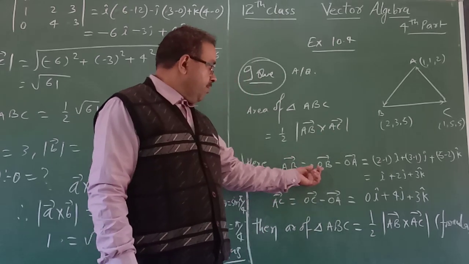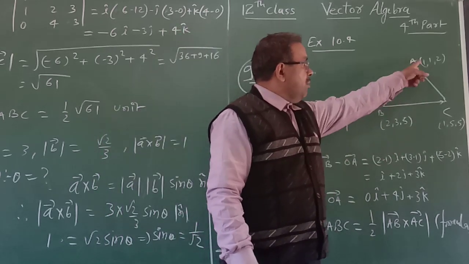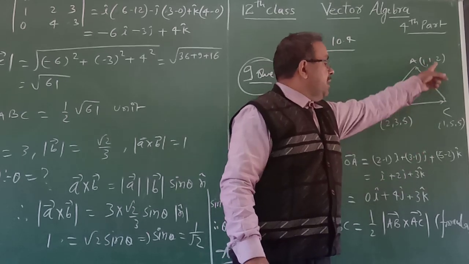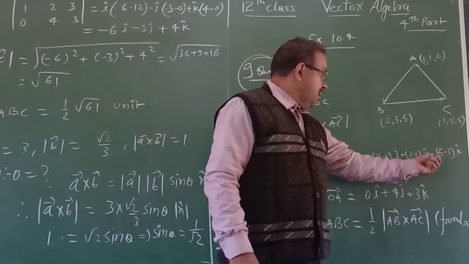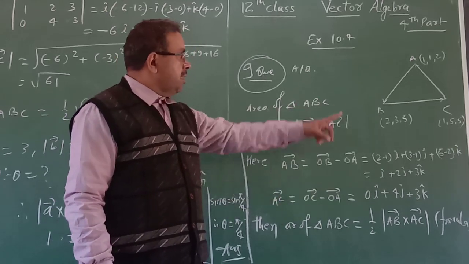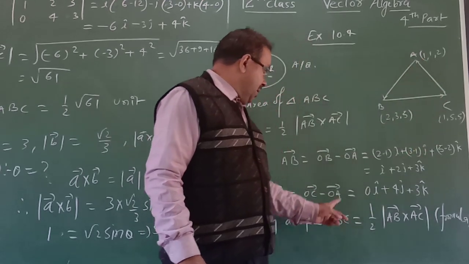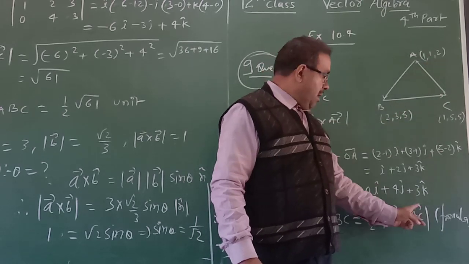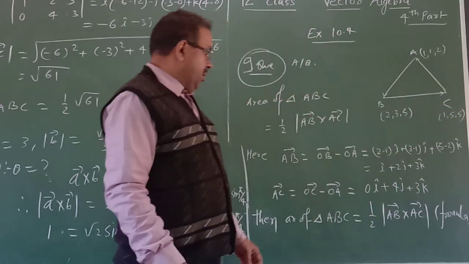So AB is equal to the position vector OB minus OA. So here OB means (2 minus 1) into i plus (3 minus 1) into j plus (5 minus 2) into k. And in this way, i plus 2j plus 3k is the value of vector AB. Similarly, AC is equal to OC minus OA, so (1 minus 1) into i, it means 0i, and (5 minus 1), that is 4j, plus (5 minus 2), it means 3k.